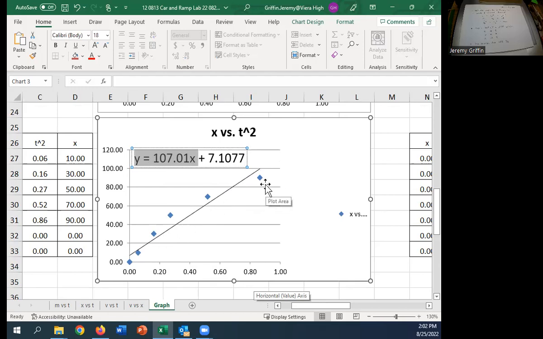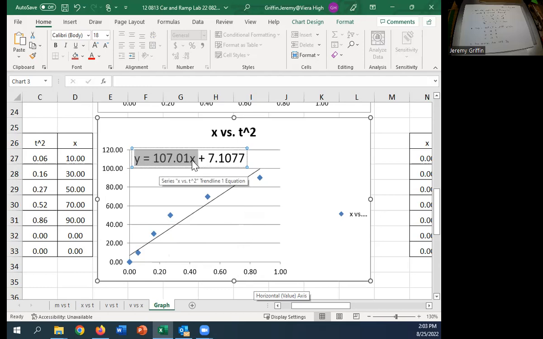But that's 107 what? Well, rise over run. Doesn't it rise some number of centimeters? And the run is some number of square seconds? So if you do rise over run, isn't that centimeters per square second? Centimeters per second squared? Right? So this equation reads x equals 107 centimeters per second squared times time squared. Okay?